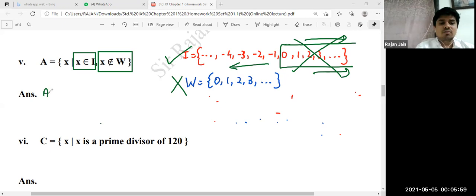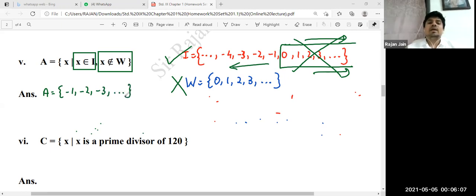So my answer will be A is a set of -1, -2, -3 ... and you can end it over here, because there is no limiting condition. It will go till infinity. Such sets are called infinite sets. Okay, clear? Now look at the next question.